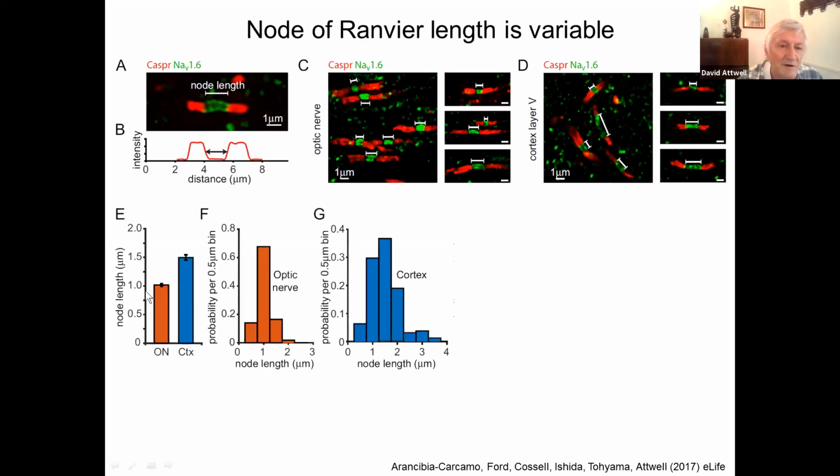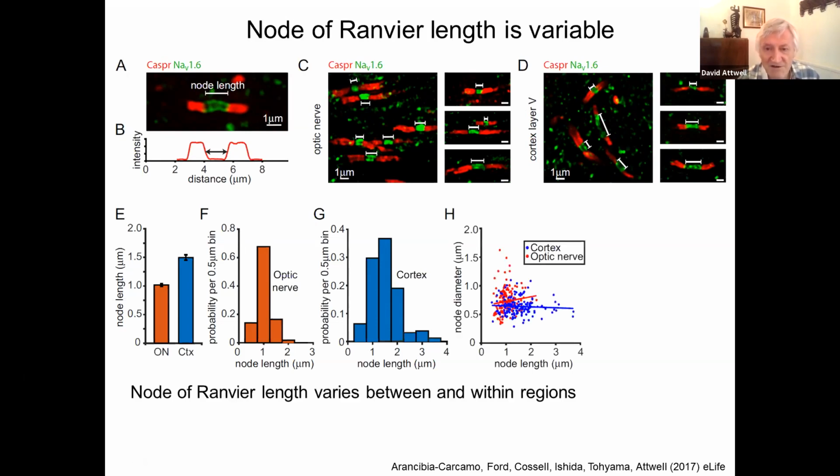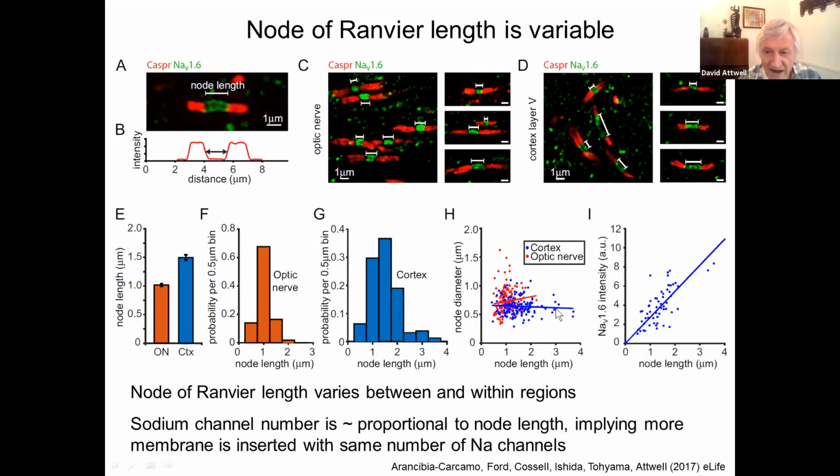And not only is the mean node length different in these two areas, in the optic nerve it's a micron, in the cortex it's about 1.5 microns, but the spread is different as well. So you can see there's a range of node lengths here in the optic nerve. It's broader in the cortex. So the node of Ranvier length varies between and within regions, but it doesn't correlate in any way with node diameter. So it's an independent variable from that.